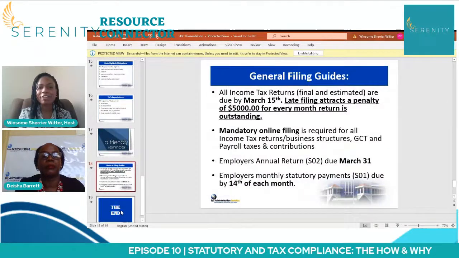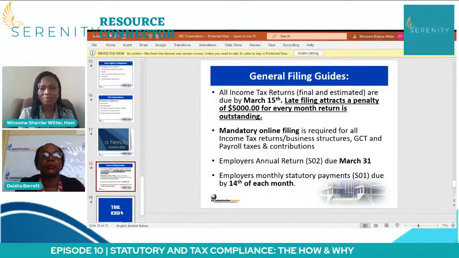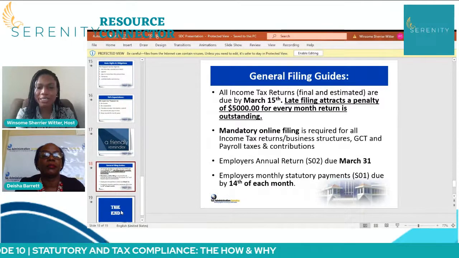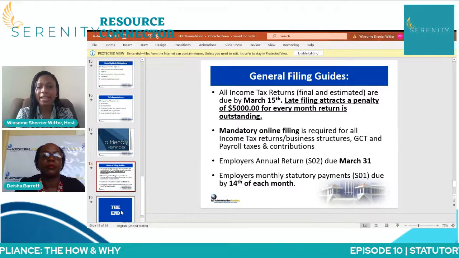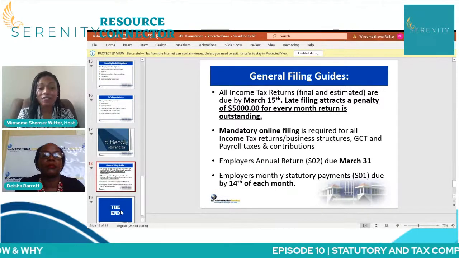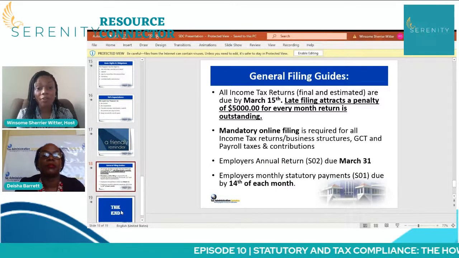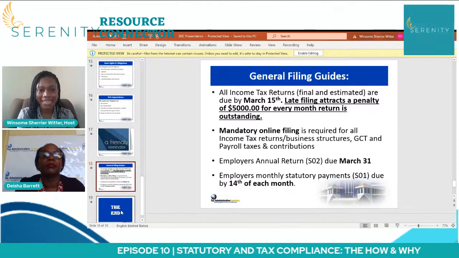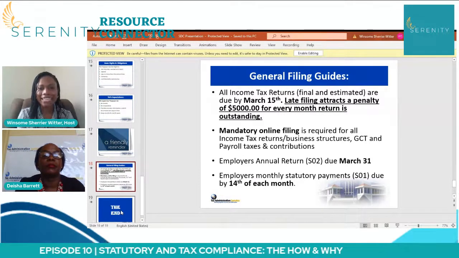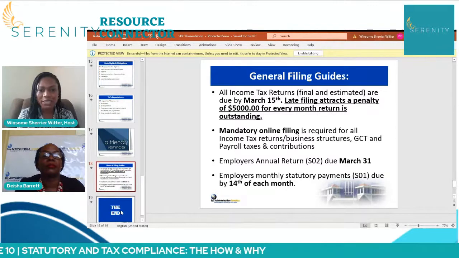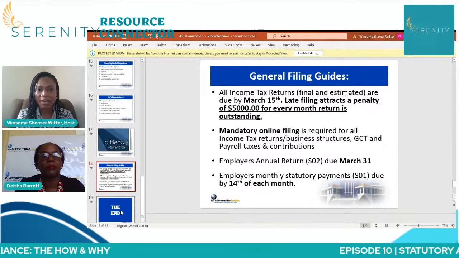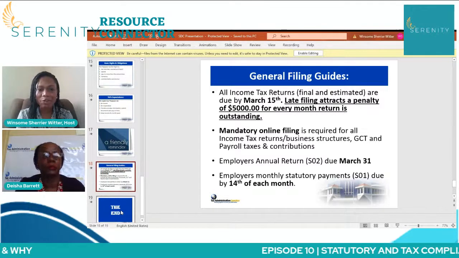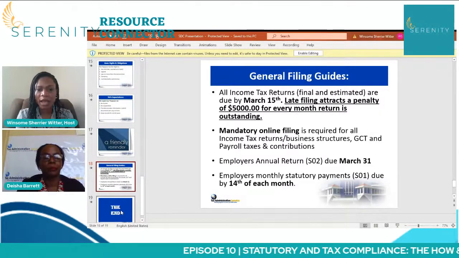So, general filing guidelines. All income tax returns, final and estimated, are due by March 15th. Late filing attracts a penalty of $5,000 for every month the return is outstanding. So you want to start getting your paperwork in order as you close out 2021 so that you can be prepared and file on time to avoid this penalty.